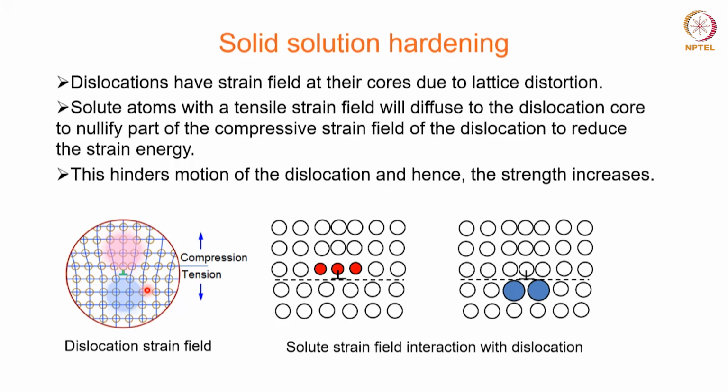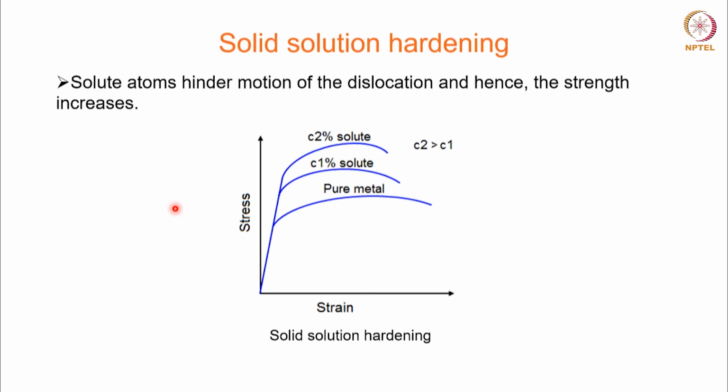Okay, and that in turn will increase the strength of the metal, because any hindrance to the dislocation motion will require higher stress for the dislocations to move, and therefore the strength will increase. Okay, you can see the result here. When a certain amount of solute is added to a pure metal, the strength increases, right?